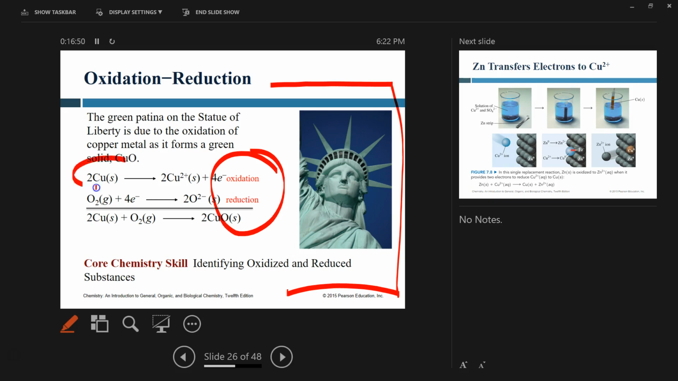When copper is oxidized, oxygen is reduced. Copper cannot just lose electrons. I mean, you technically can lose money, nobody will ever find it. But if one compound loses electrons, another compound will gain them. Does that make sense? Yes. So one cannot happen without another. Okay.